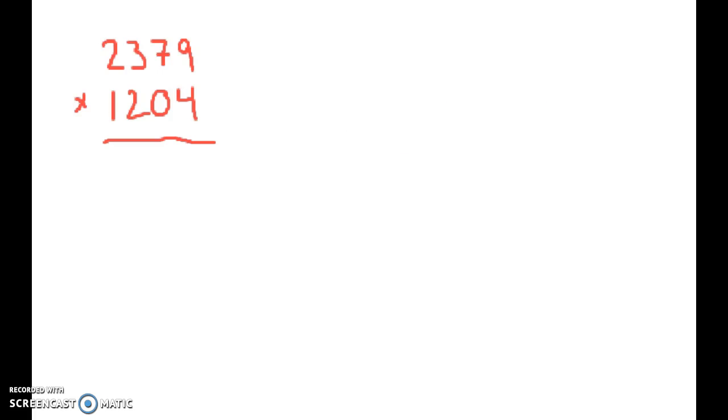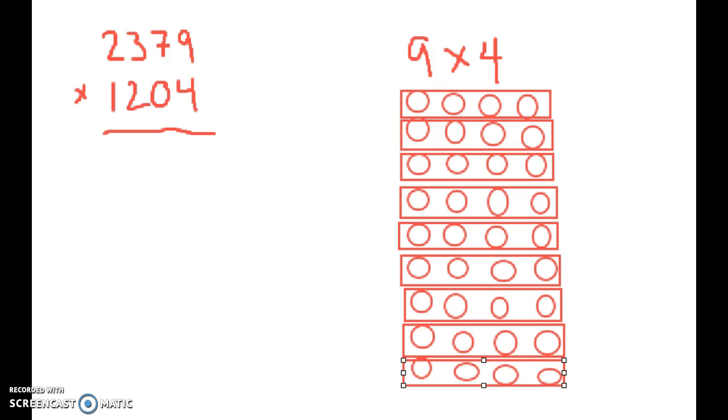Here we can vertically line up our two values and take it piece by piece and count up in small chunks by going by place. So here we have 9 times 4, and so we can see our 9 groups of 4, and we can either count it up, or if we've memorized our multiplication fact 9 times 4, we know that that equals 36.